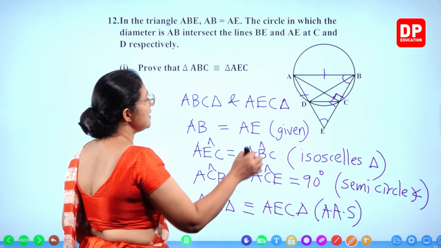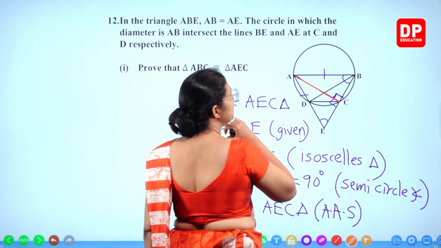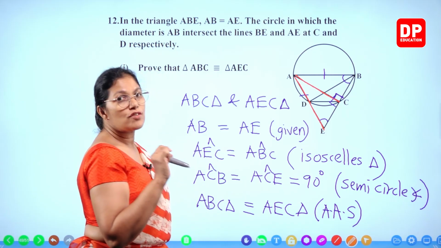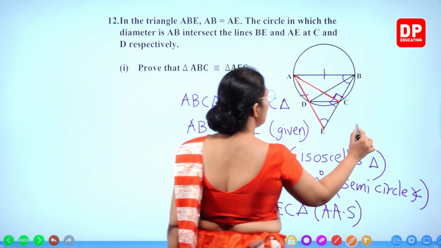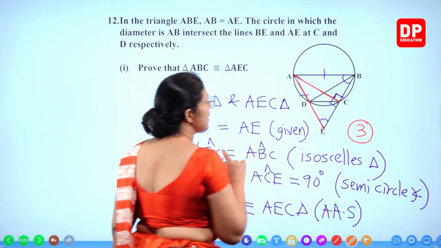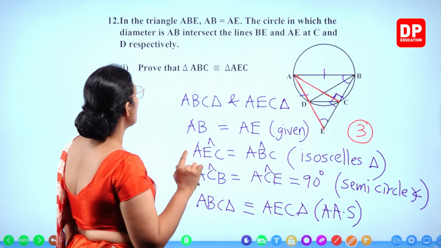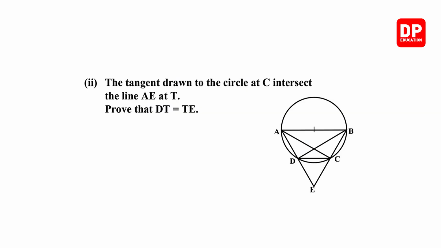One length, that's easier than this because this is common and the hypotenuse is equal. RHS also you can apply for this one. So you get 3 marks for any method. I proved using AAS, but RHS is also possible. Let's take the next one.